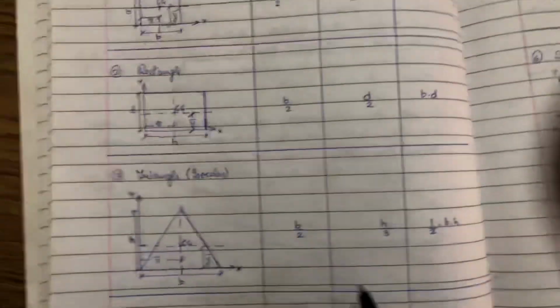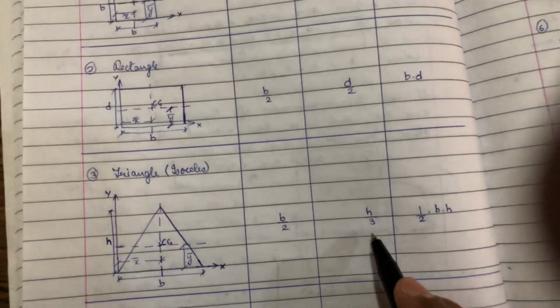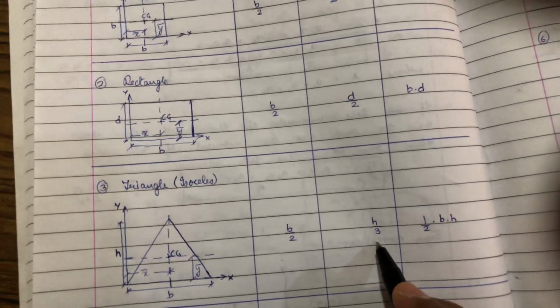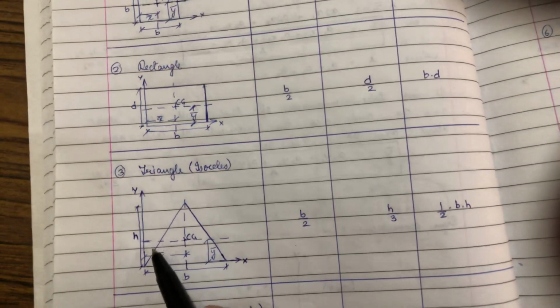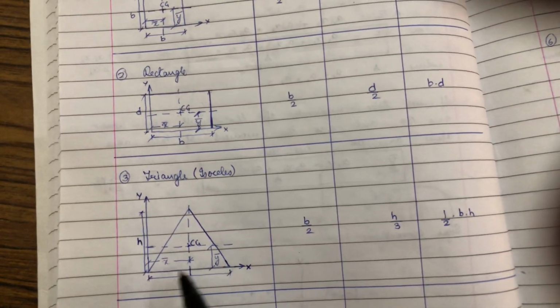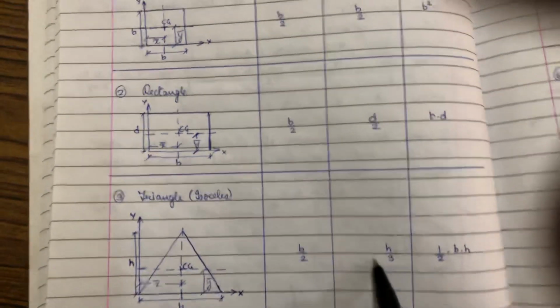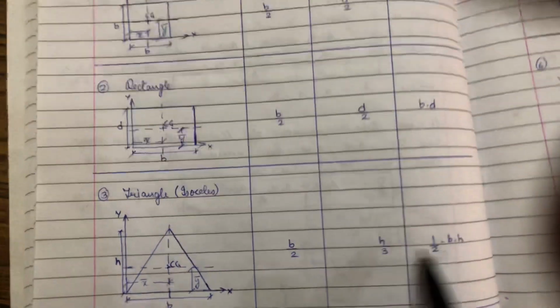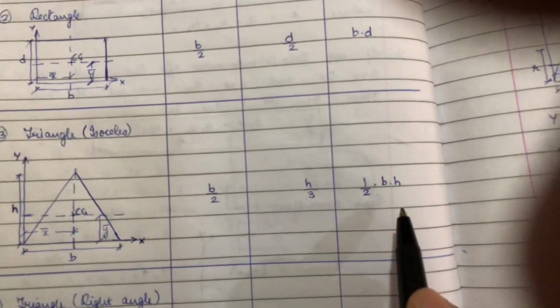So x bar in this case will be equal to b by 2, and y bar will not be h by 2. It will act at 1/3 from the x-axis. Okay, y bar will act at 1/3 from the x-axis. So it will be h by 3. And the area of the triangle will be half base into height.